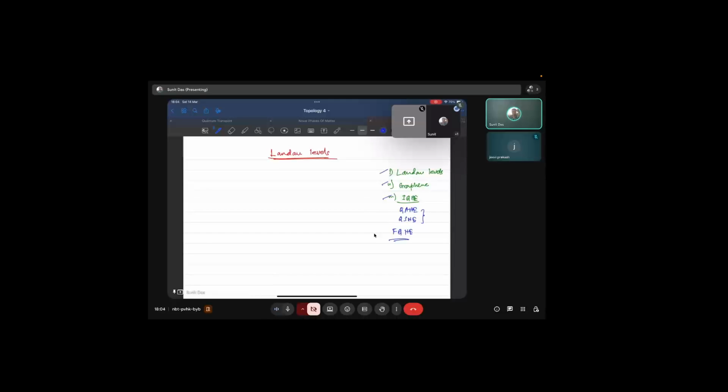This is a very big topic, and it needs at least 3 lectures, but I think I'll cover it within 2 lectures. Maybe these three things will need 2 lectures at least. So that's the plan. Now let's start with Landau levels.